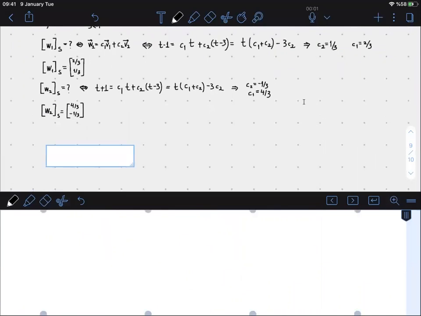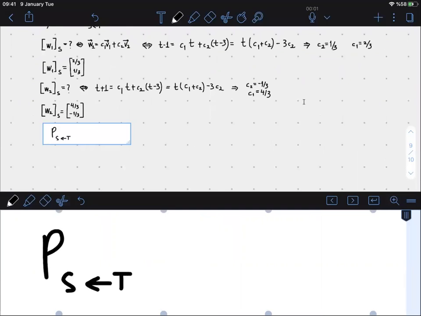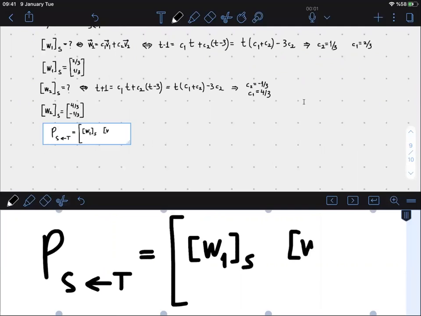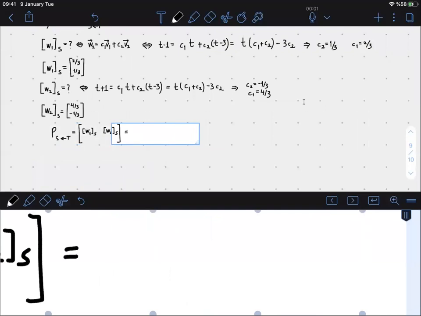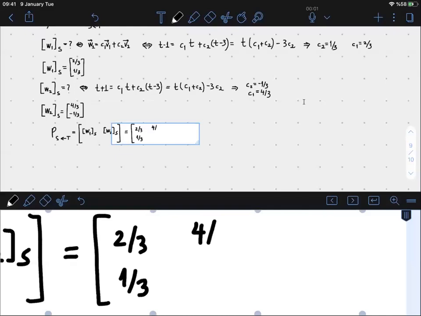Okay, that gives us the transition matrix. Transition matrix is now P_ST equals, first I write this W1 as a column, and then I write W2S as a column, which equals 2/3 and 1/3, and here 4/3 and minus 1/3. Okay, so this is P_TS.